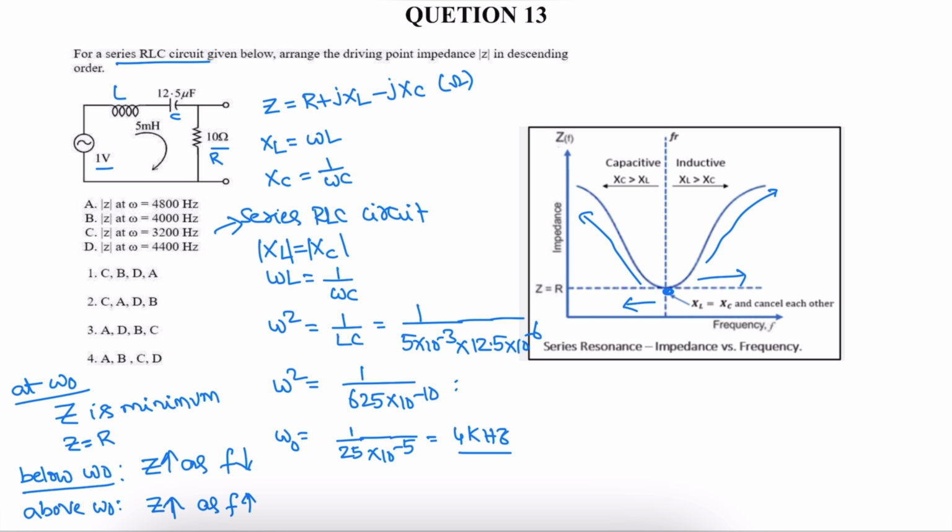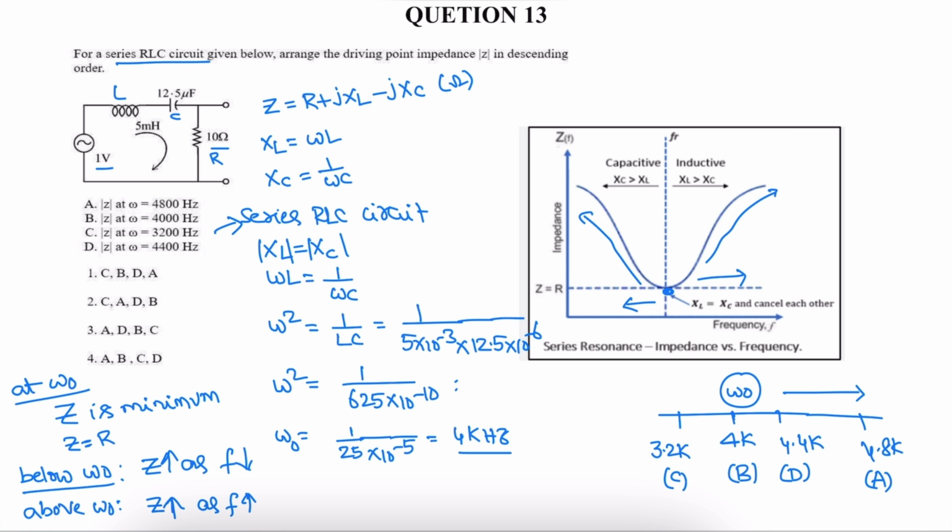So now, resonant frequency is 4 kilohertz. From the given options, 4.4k is D, 4.8k is A, 4 kilohertz is B, and 3.2k is C. Here impedance is minimum. From here onwards impedance increases. From here onwards impedance gets increased.